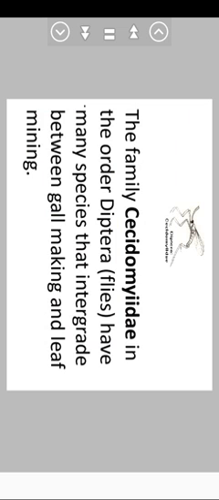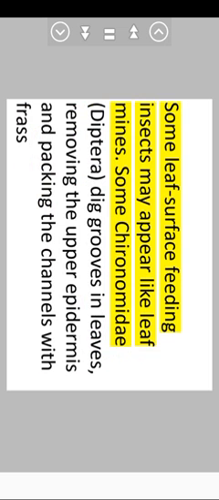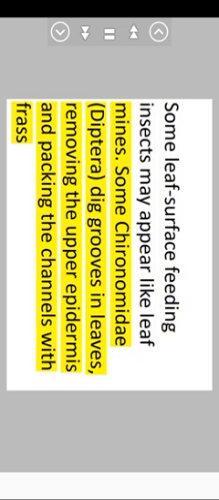The family Cecidomyiidae in the order Diptera, flies, has many species that intergrade between gall-making and leaf mining. Some leaf surface feeding insects may appear like leaf mines. Some Chironomidae, Diptera, dig grooves in leaves, removing the upper epidermis and packing the channels with frass.